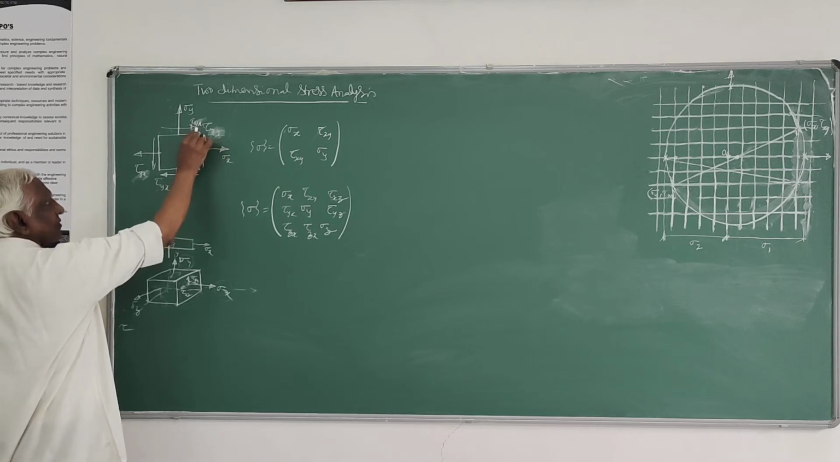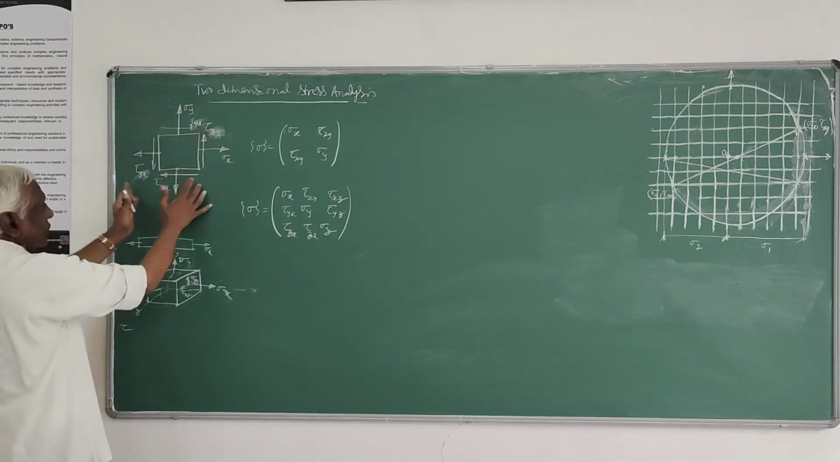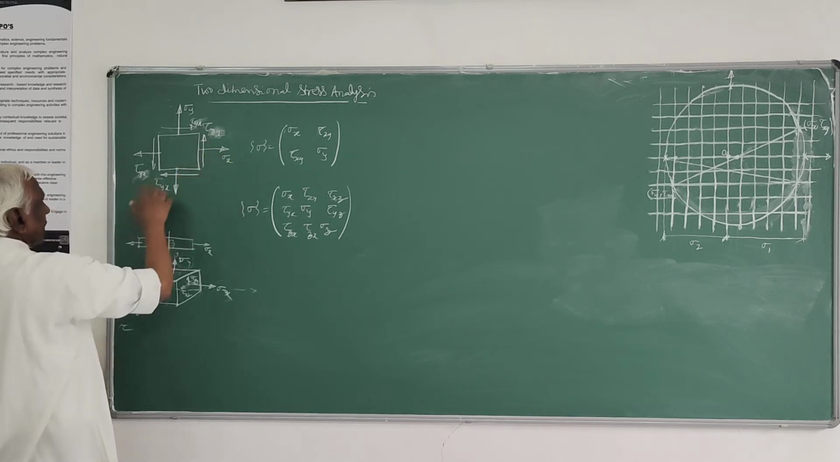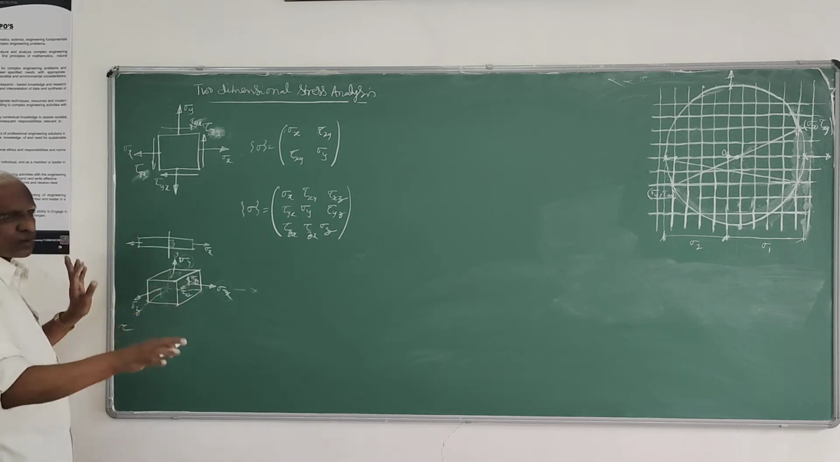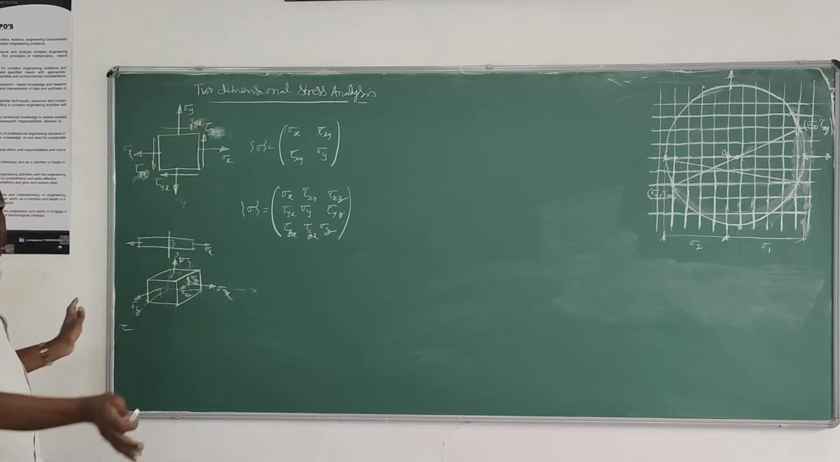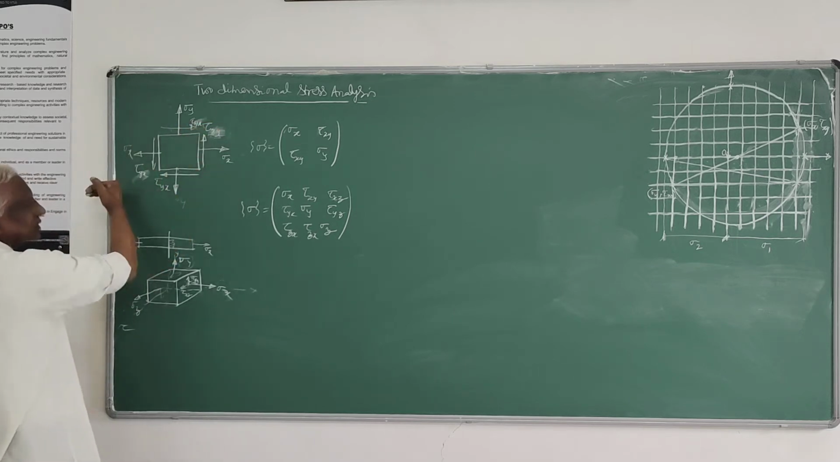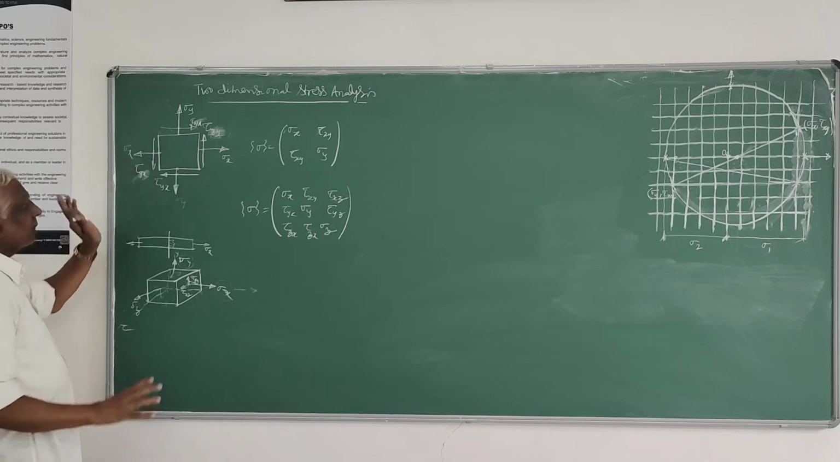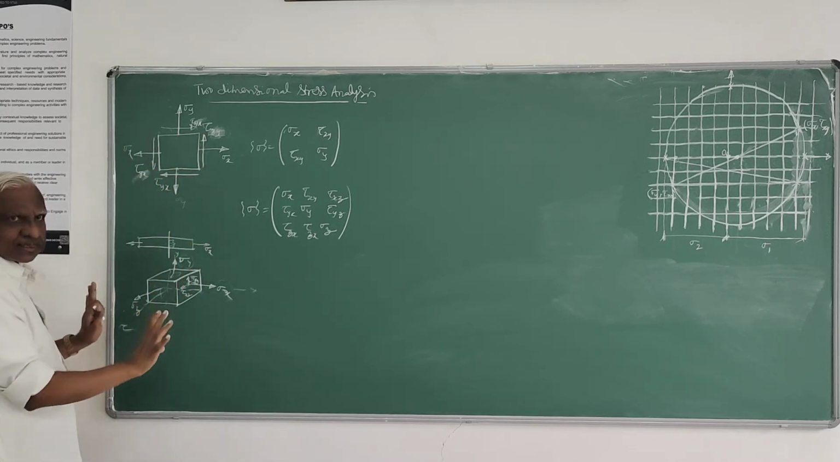This tau xy is always equal to tau yx, because for this to be in equilibrium, this normal stress will be equal to this normal stress, sigma x equals 0. This normal stress will be equal to this normal stress, sigma y is 0. And this tau yx, they will be equal and opposite. It will be 0. This also it will be 0.